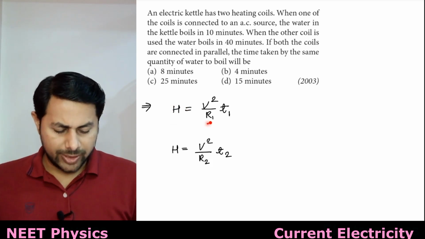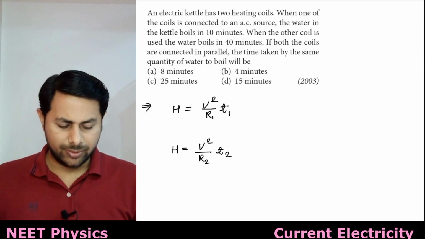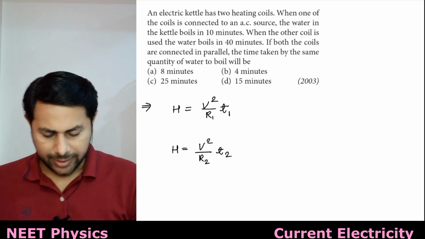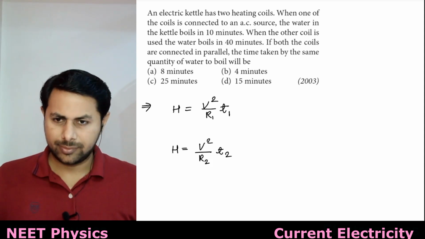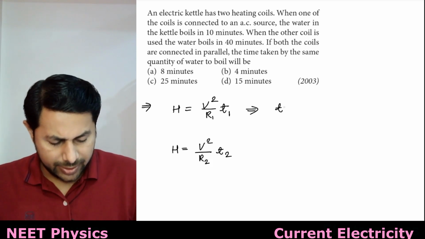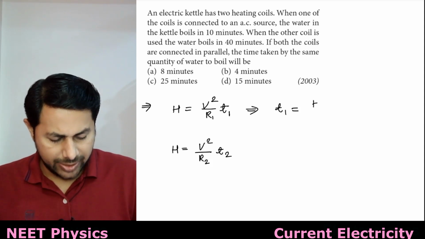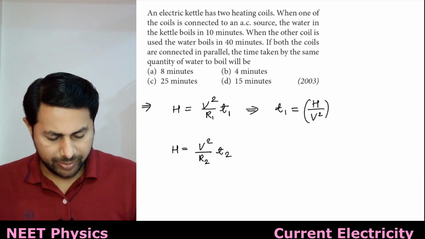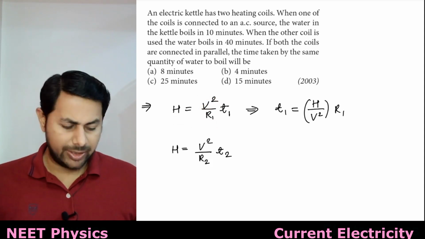So what's the relation of time with the resistance? Time is directly proportional to R, right? Yes, no? Okay, how? You can see that. In the first case T1 can be written as H by V square times R1. Take that V square on this side, R1 on this side. So we get T1 is equal to H by V square times R1.